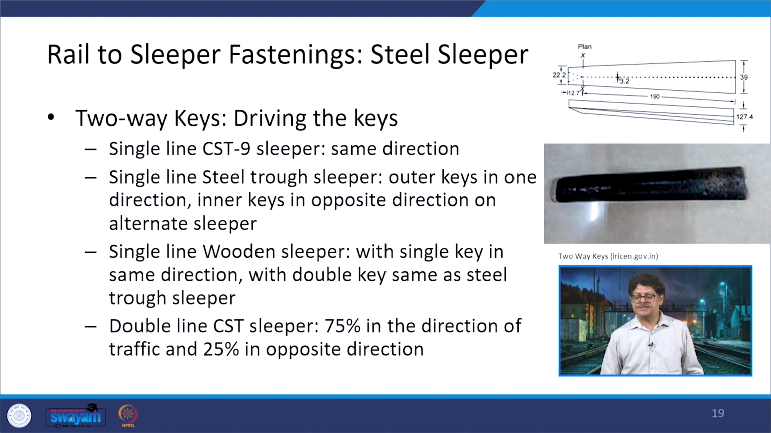Now, when we are driving these keys, as we just talked about, there are different types of sleepers and different conditions wherein it has been defined how it can be done. In the case of a single line CST9 sleeper, this driving of the key has to be in the same direction on all the sleepers. So, continuously you have a rail section.